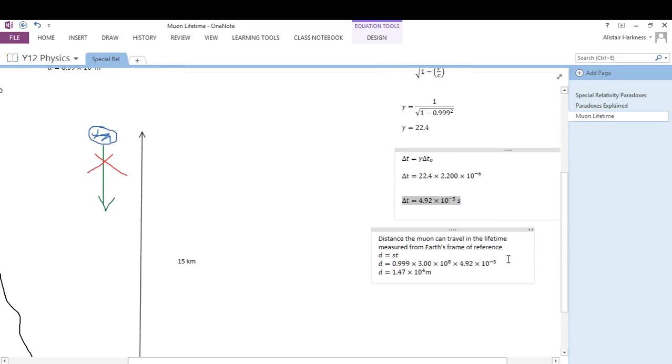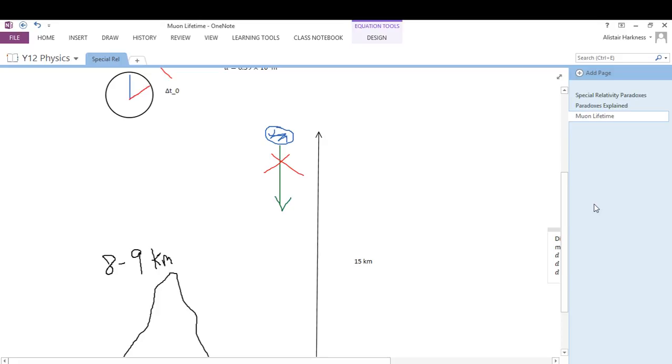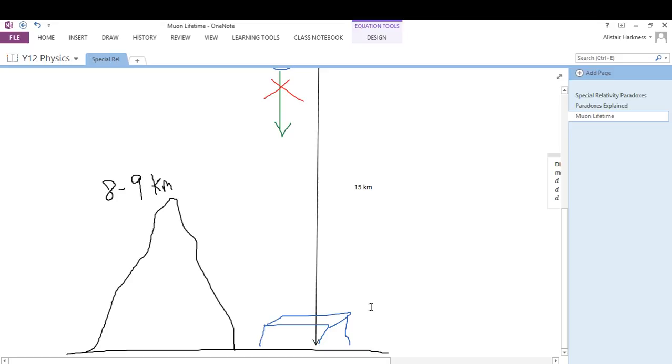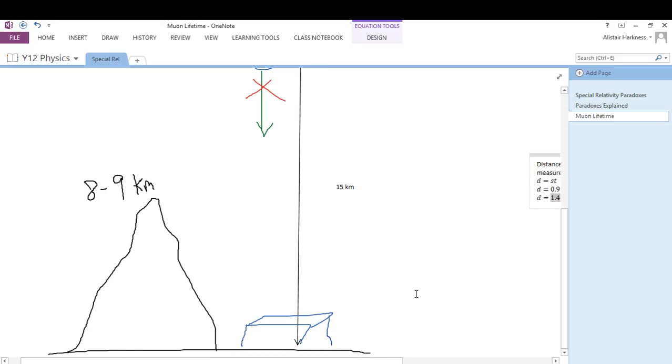So let's calculate then what that means for how far it travels in Earth's frame of reference. Basically, we now do the same calculation, but the time that we're saying it will live for is this value, rather than the 2.2 microseconds, and that gives us this distance which it can travel in that lifetime, and that is 14.7 kilometres. So if we change those units to kilometres, we get 14.7, which is, like we said, they occur about 14 to 15 kilometres above the surface of the Earth, so that is now within range to be able to detect them at the bottom.